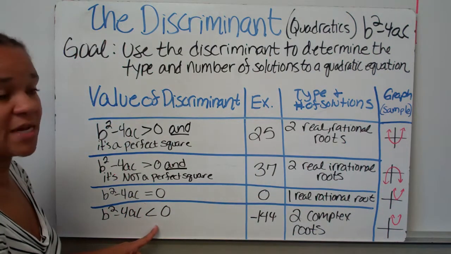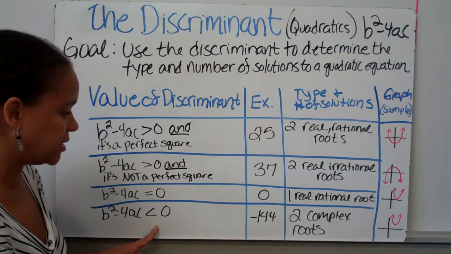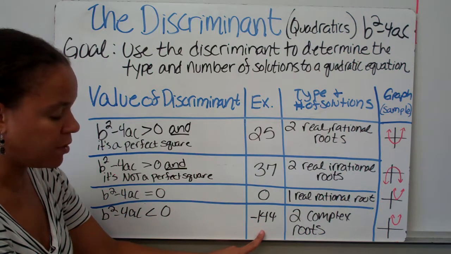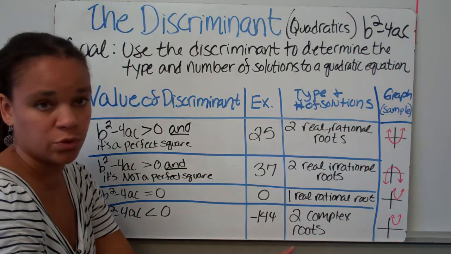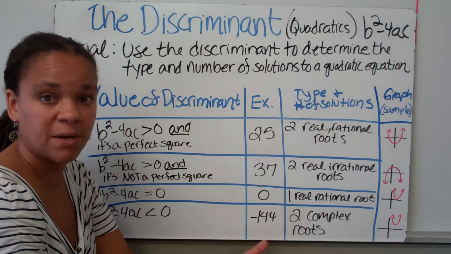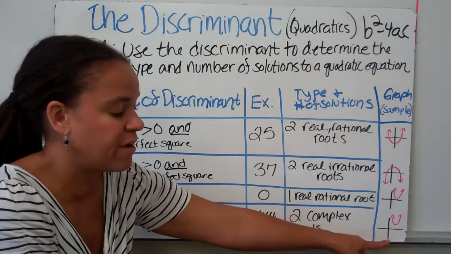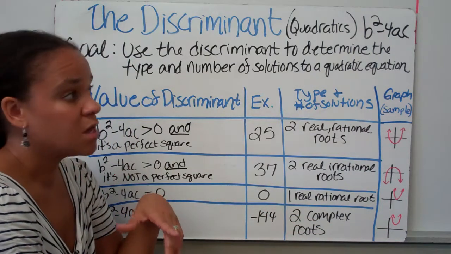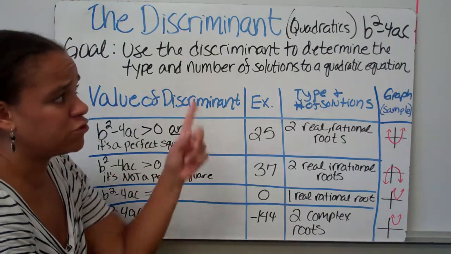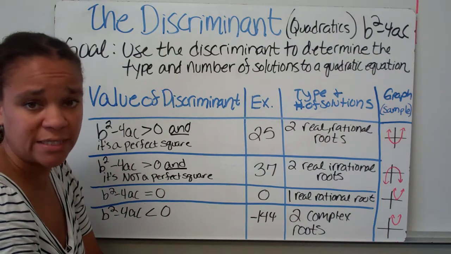And if you come up with a negative discriminant, it's less than 0, such as negative 144, there will be two complex roots, meaning the roots will be there, but they'll be imaginary. And since they're imaginary, the graph will never ever cross the x-axis. So you can find a wealth of information out just by finding out b squared minus 4ac.